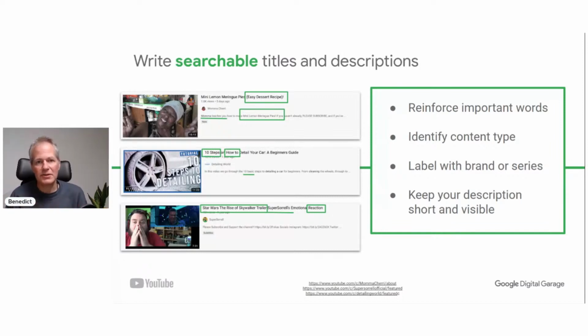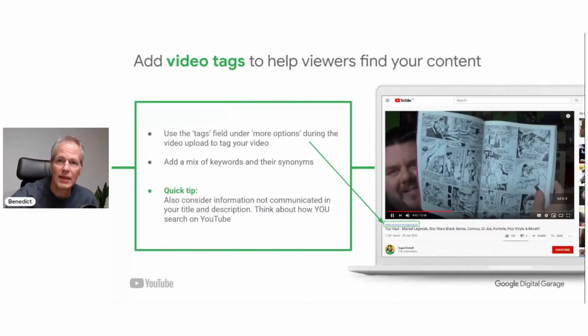Consider how your description starts, as this is the section that can be read easily. As you can see with these 3 examples, you can only see the first 2 lines. Any additional information will be available in drop down. That's the thing. So add video tags to help viewers find your content. The tags field during the video upload is really useful. So the example we've got here shows hashtag haul, hashtag toy haul, hashtag shopping haul. So use keywords and the synonyms, including these terms, can really help maximize your search.